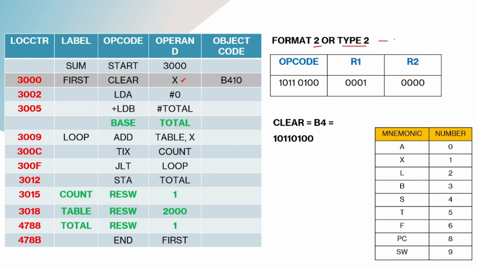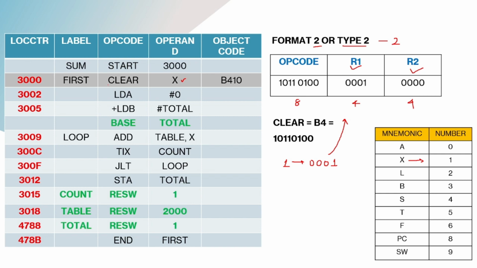So this takes up how many bytes? 2 bytes. And how are those bytes split? So here 8 bits, 4 bits here, and 4 bits here. These are the registers being used. For now we can see X, there's only one register being used, so we'll just take R1, and R2 we'll keep as 0000. Now X, we have the table for all the registers right here. So X, you can see it's 1. So if you convert 1 into binary, it's 0001, and we fill in that value right here.